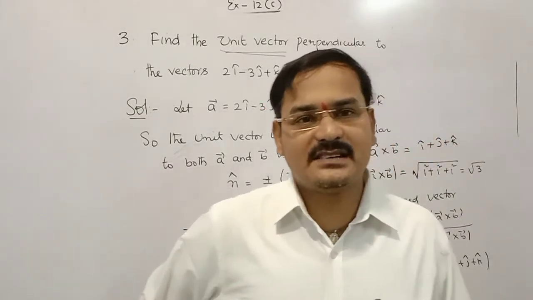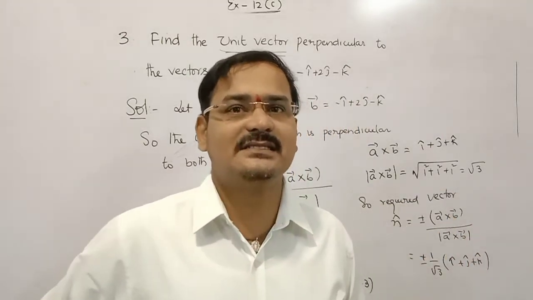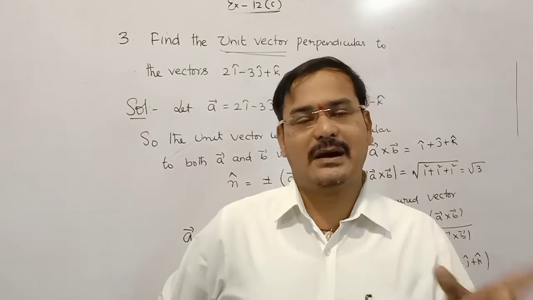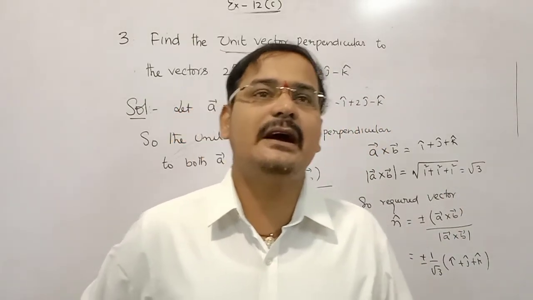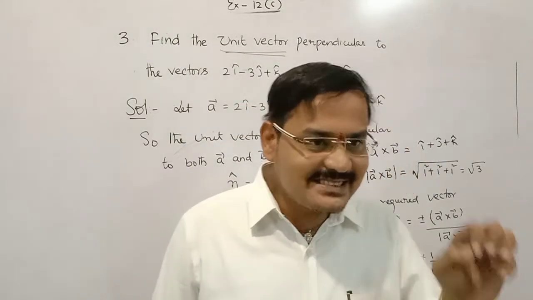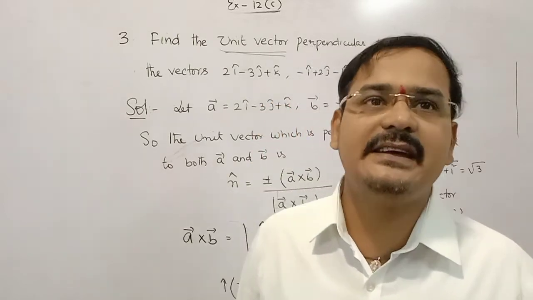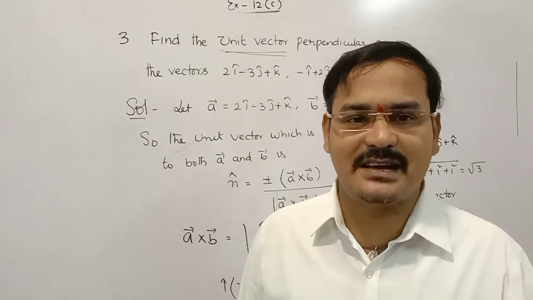In the previous class we discussed that the main purpose of the cross product is finding areas. Which type of areas? Parallelogram and triangle. For a parallelogram there are two conditions. One is if adjacent sides are given, then the vector area is A bar cross B bar, and the magnitude of A bar cross B bar is the area.